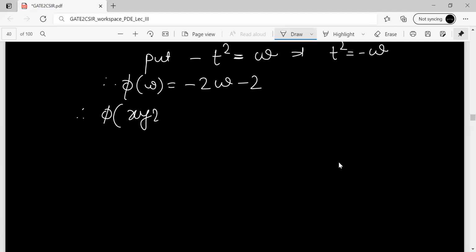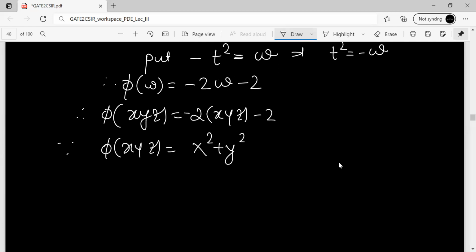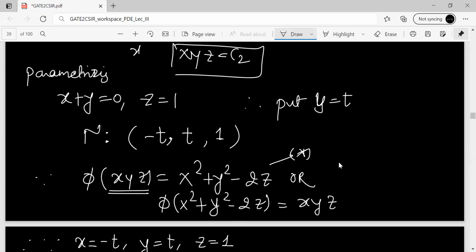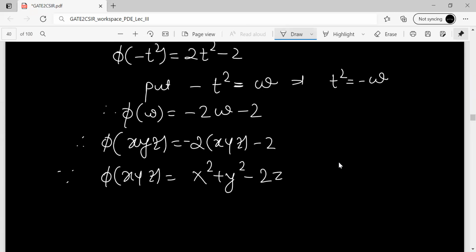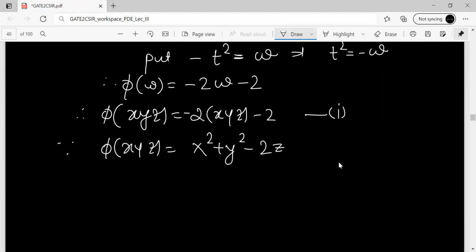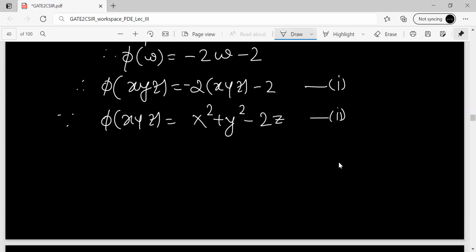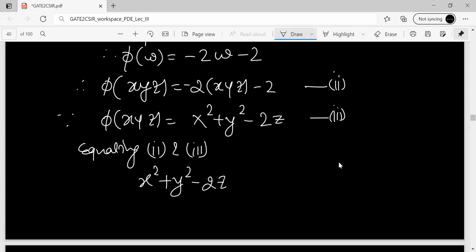Therefore, phi of x, y, and z will be equal to minus 2 times xyz, and minus 2. But since phi of x, y, z is x square plus y square minus 2z, just simply equate these two. Call this 1 and call this 2. I think we have used those, so it is 2 and 3. Okay, so equating 2 and 3, you get the equation. Just equate them. So you get x square plus y square minus 2z equal to minus 2xyz minus 2.